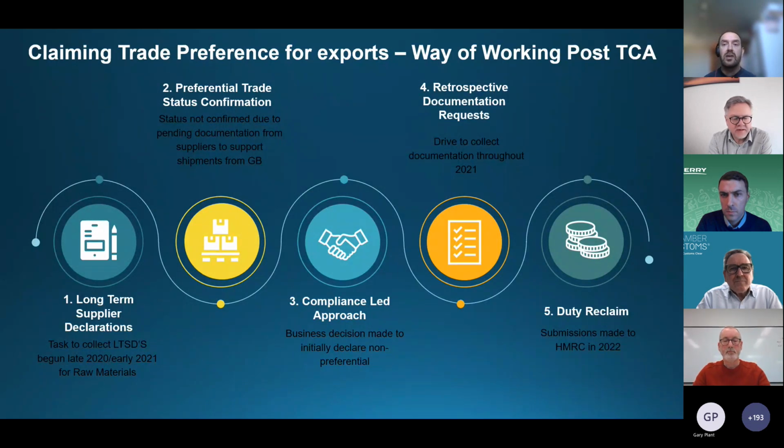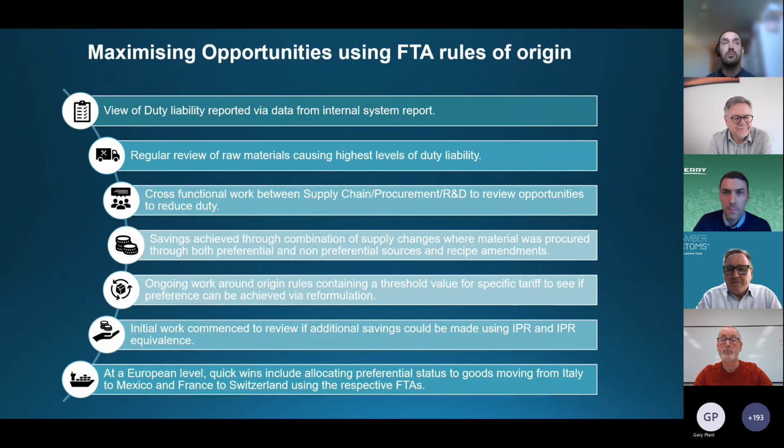So then the upshot of that was we did have a reclaim to make. So where we actually were able to source documents and confirm preference, we were actually able to submit a reclaim request into HMRC in 22 and get some money back, which is always good. So just going back to that approach, I guess this is one we would recommend anyway. From our perspective, it worked for us.